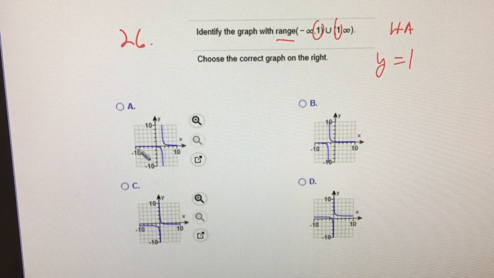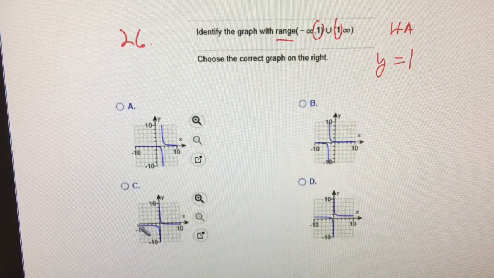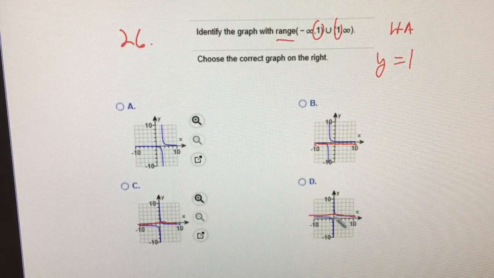This one looks like it has a horizontal asymptote at y equals 0. This one looks like it has a horizontal at y equals -1. Y equals 0. This one looks like it has a horizontal at y equals 1. 2, 4, 6, 8, 10. I don't know, maybe not. It might be this. It's going to be D.